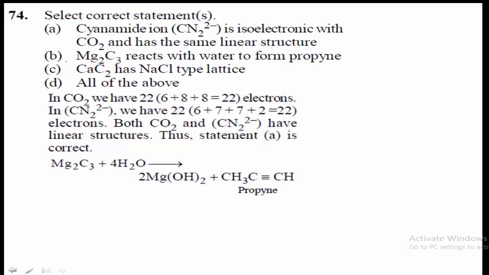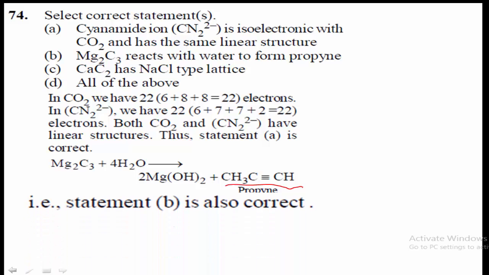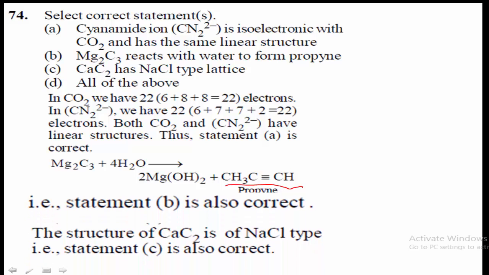Then option B, Mg2C3, when it reacts with water, it will form propyne, and this reaction shows the statement given in option B is also the correct one. Then option C, the structure of CaC2 has NaCl type lattice. It is also the correct statement. Therefore, option D, all of the above statements, are the correct statements.